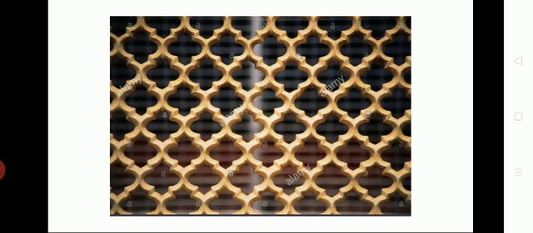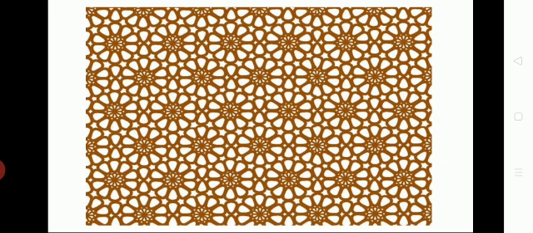And next, Jalli pattern. What is meant by Jalli pattern? It is a small gap pattern. Look at this, they made small gaps in this pattern. Look at the next. They made a flower pattern inside, and small gaps are there. So this is what Jalli pattern means.